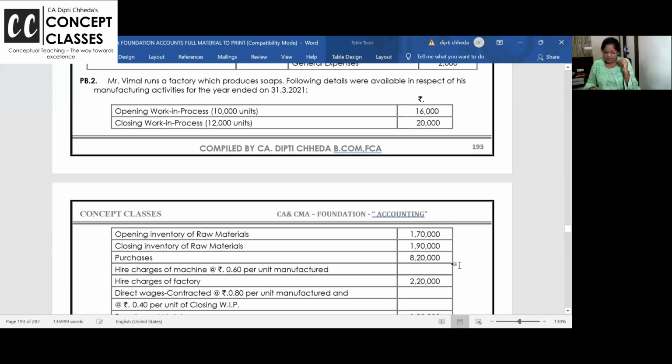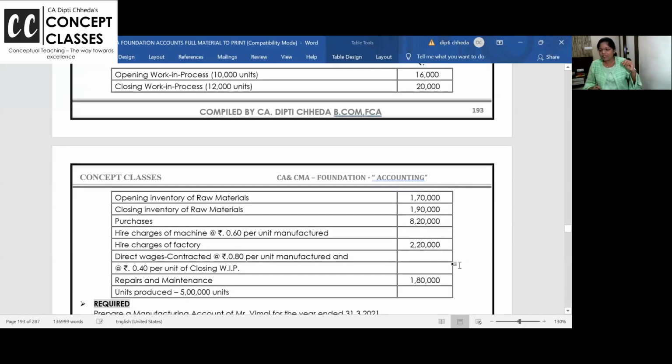So this is a factory of making soaps, work in progress, opening, closing is given. Nice. This time they have given you quantity. So अच्छा ही है अगर quantity दिया है तो you can work out other things also with that quantity details.